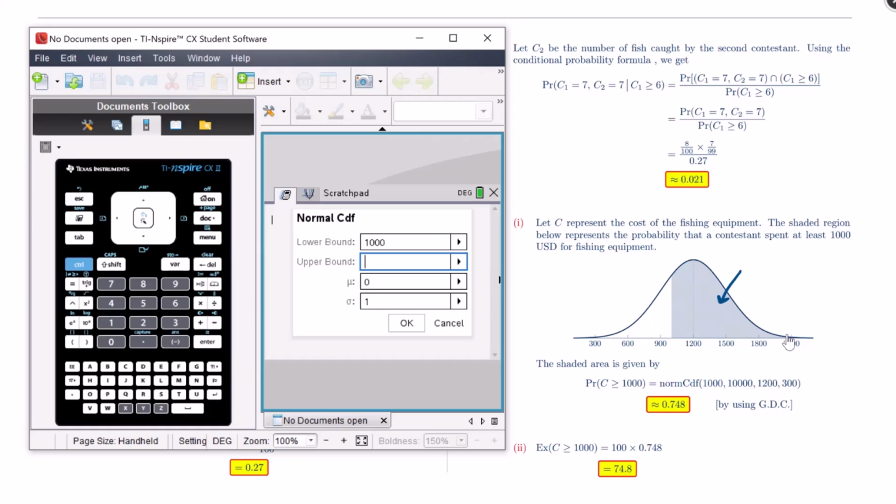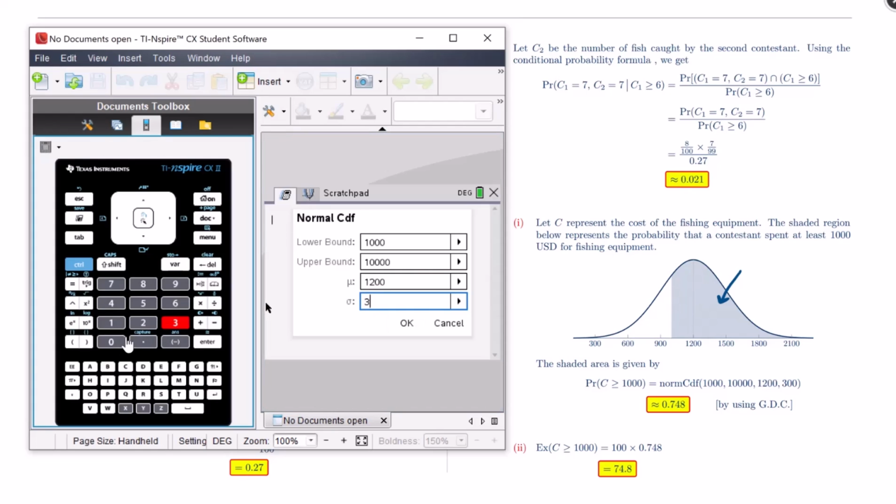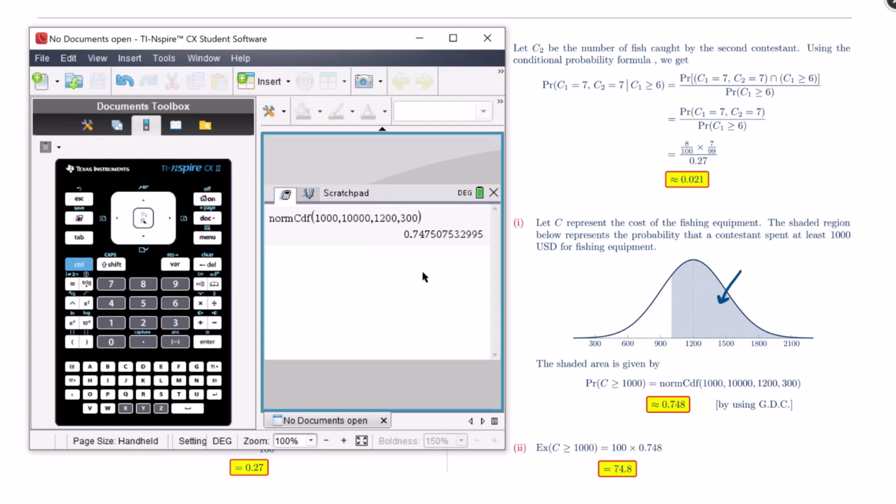So I'm just going to put a really big value in here. I chose 10,000 because I think that would probably include the maximum amount that any contestant could spend on their fishing equipment. You could even put 1 million in here. As long as you choose a really big number, the end answer will be the same. The mean is 1,200 and the standard deviation is 300. We hit enter, and there we have it. So my estimate was pretty correct. Rounding to 3 significant figures will be 0.748.